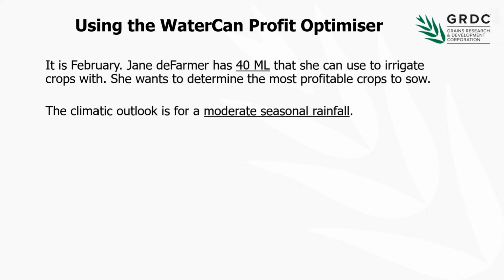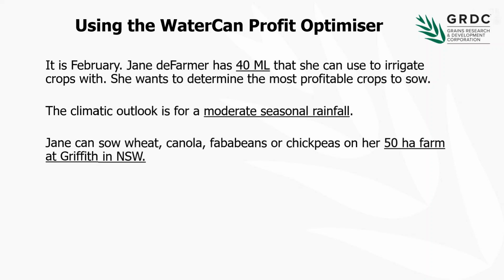The seasonal climate outlook at that time of the year is for a moderate season rainfall. In WaterCan Profit you can select a very dry or a very wet season based on long-term climatology. Jane can sow wheat, canola, faba beans or chickpeas on her 50-hectare farm. Her farm is located at Griffith, so WaterCan Profit takes into account soil details as well as long-term climatology. Griffith is in New South Wales in Australia.